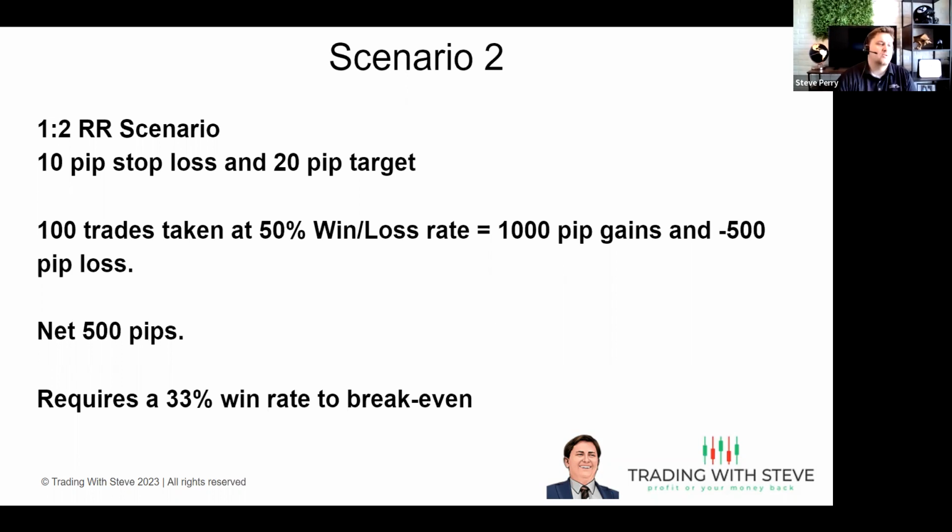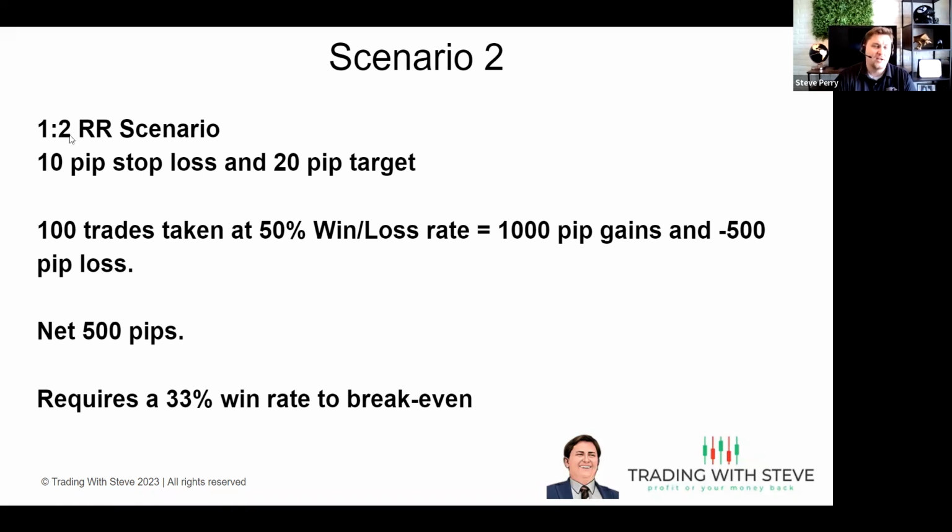So what this works out to be is if you won half of your trades at 20 pips a piece, you would make 1,000 pips, and then you would lose from the losing trades, the other 50%, you'd lose 500, and you would net 500 pips, which is great. That's a profitable strategy and it's worth trading. I think there's better strategies, to be honest, and I'm going to show you some.